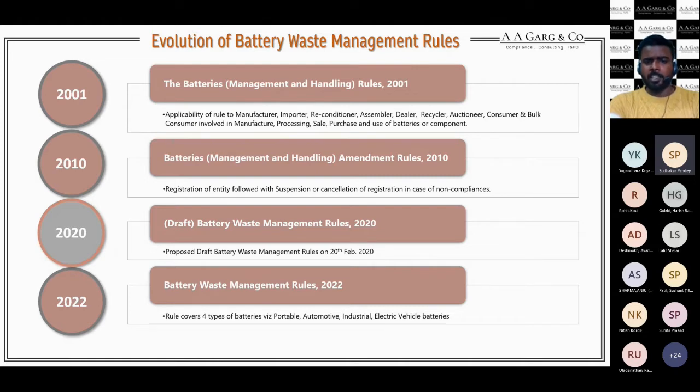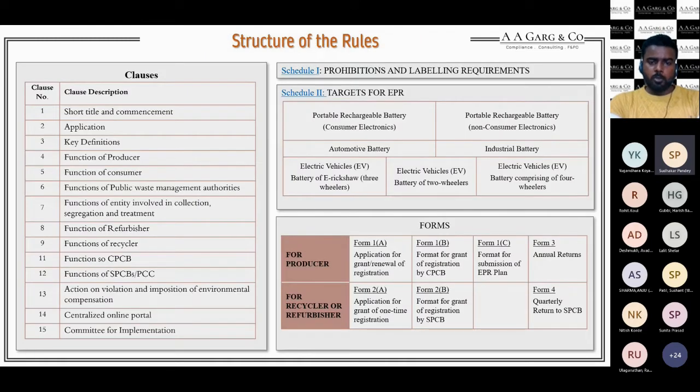I will be discussing in detail the Battery Waste Management Rules 2020-22, but let me first take you through the structure of this rule. What is the structure that this rule holds? The structure comprises four components. The first is the clauses, which talk about the applicability of the rules and the definitions given in the rules, like who will be the producer and who will be the recycler. It also defines the functions of these stakeholders like producers, consumers, refurbishers, SPCB, CPCB.